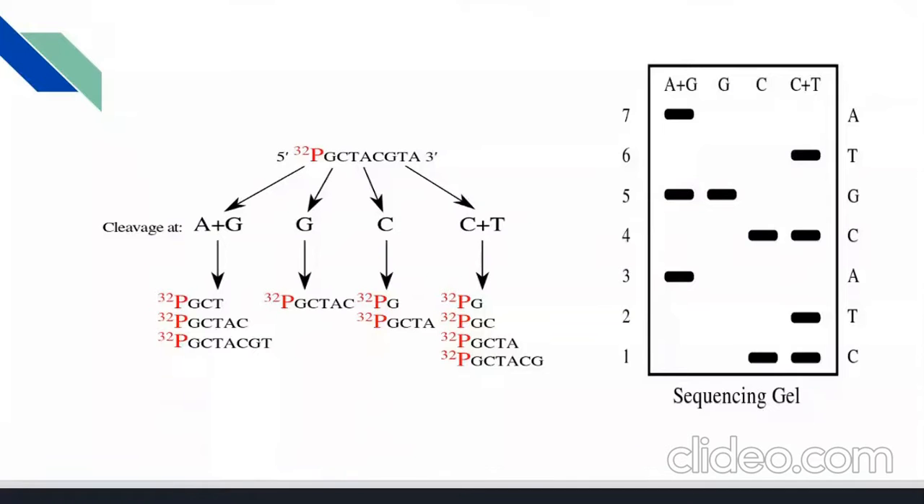And next, in the C plus T portion, you see C plus T glowing, but C is not glowing. That means that thymine is present and cytosine is not present. Similarly, you do the whole thing, and that is how you sequence using Maxam-Gilbert sequencing.